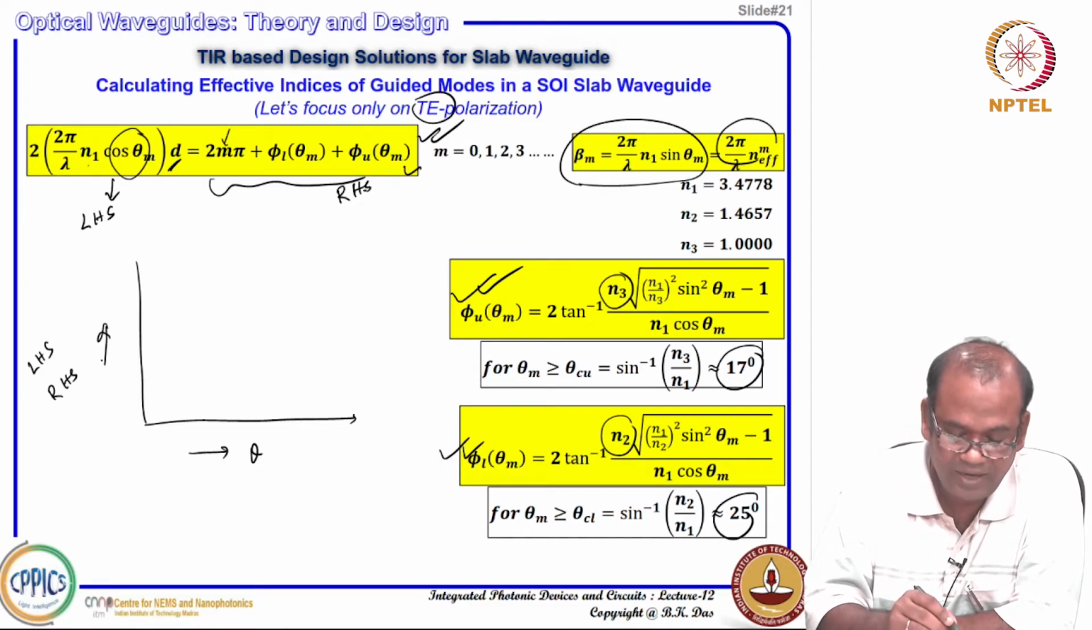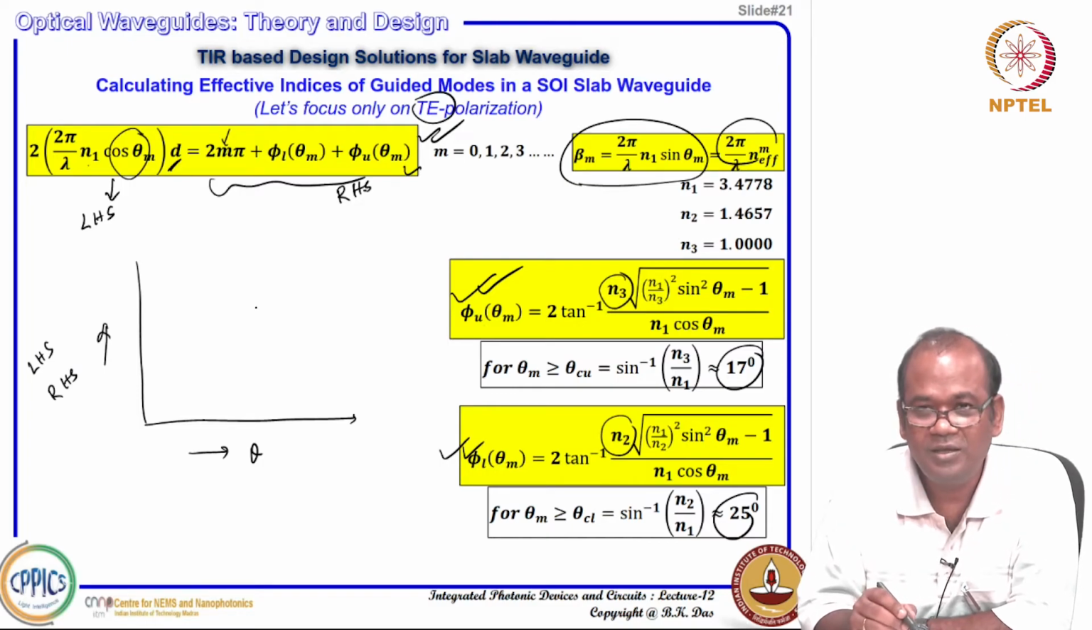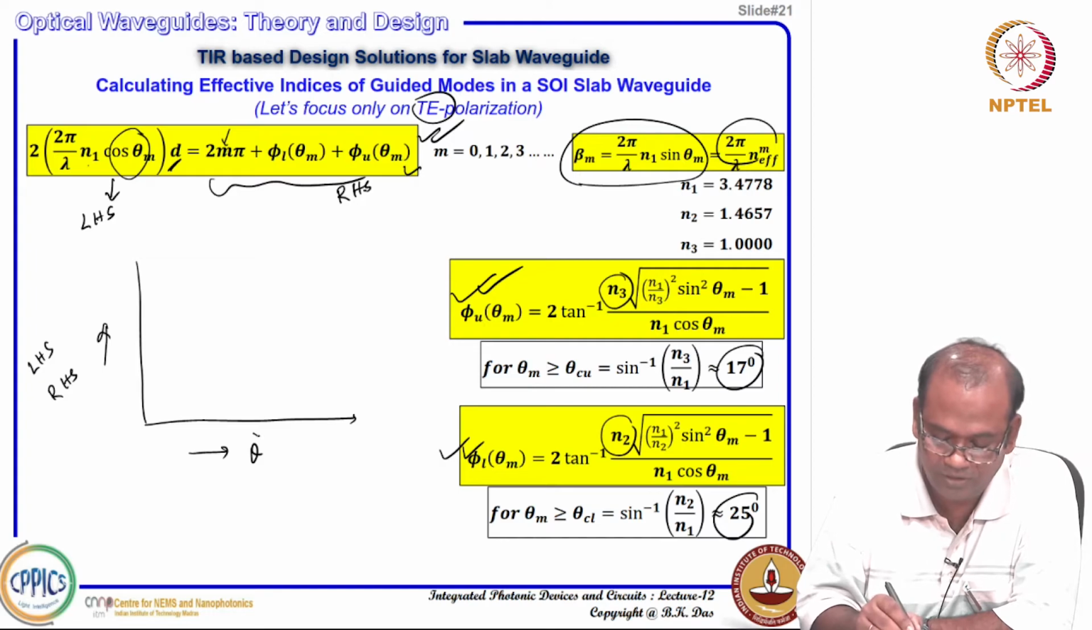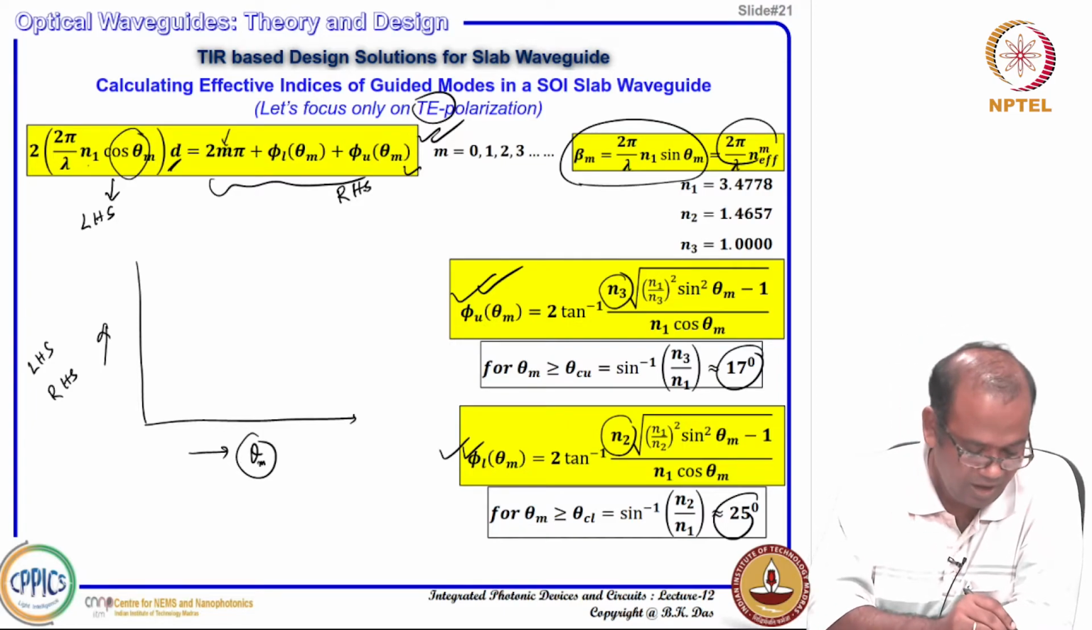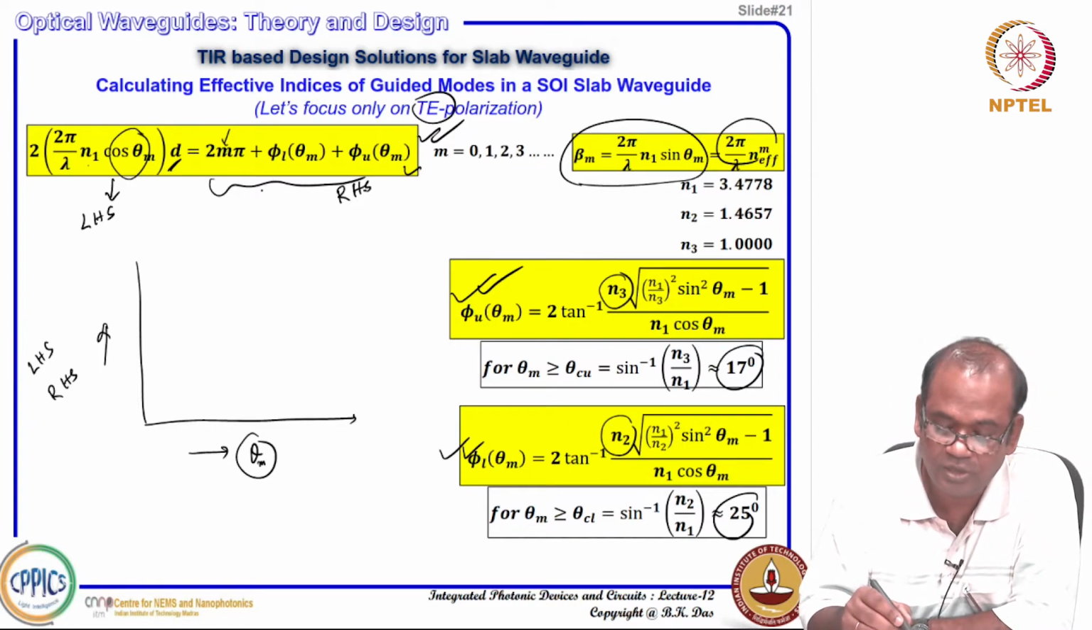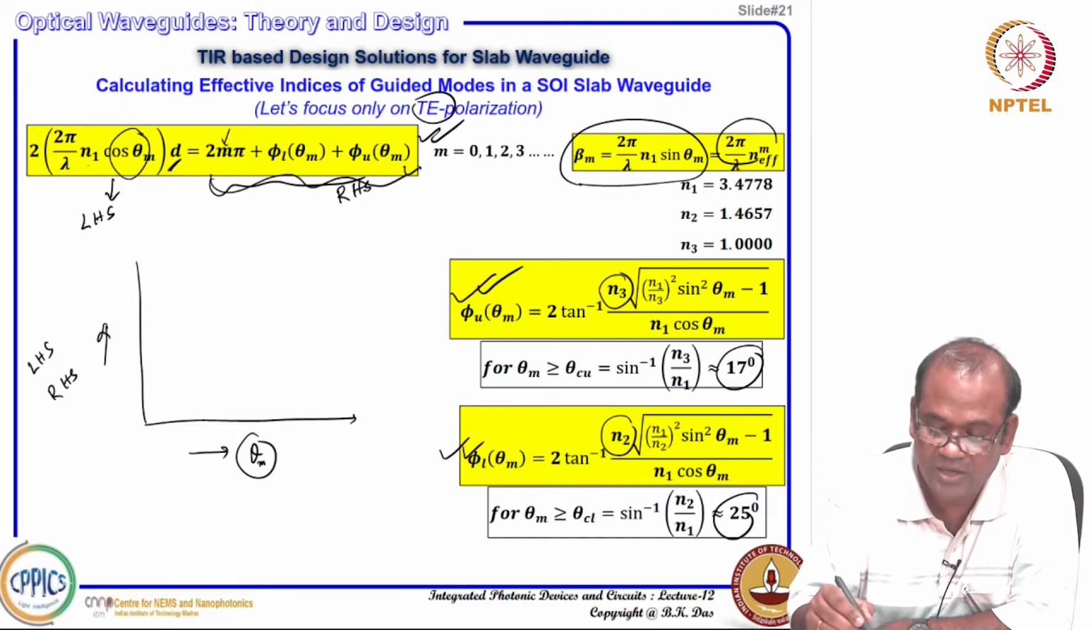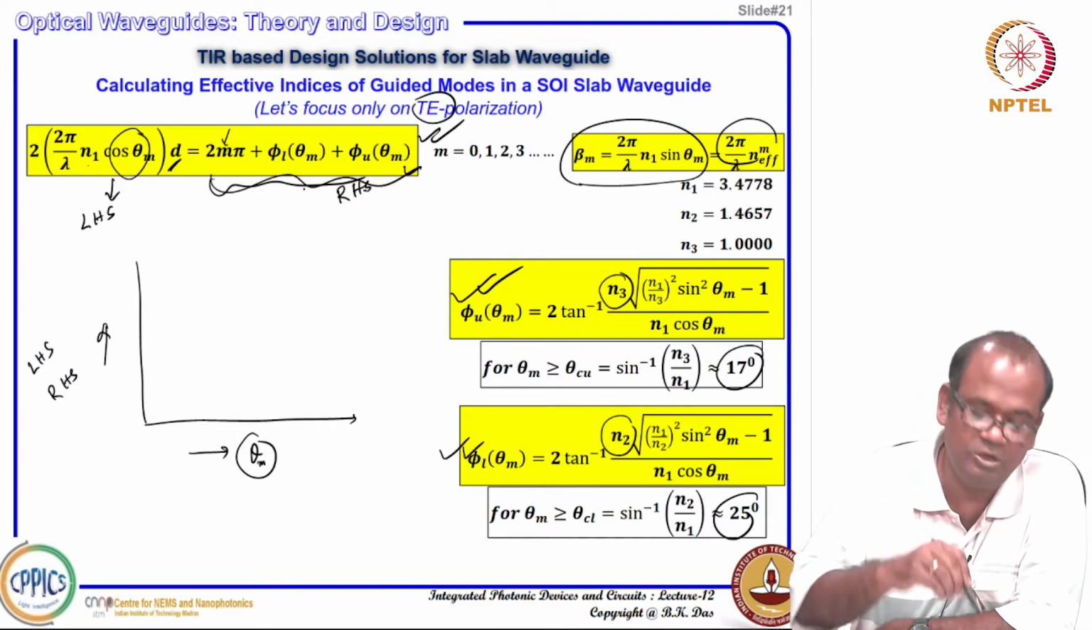Then I can find that the two curves will intersect in this plot, and that intersection is the solution for theta m. I will get one particular theta m solution. First, I will show how it looks if you plot only the right hand side for m equal to 0.